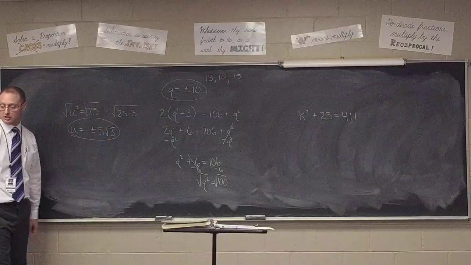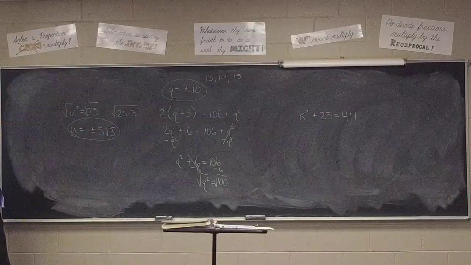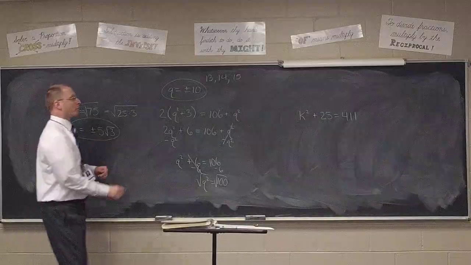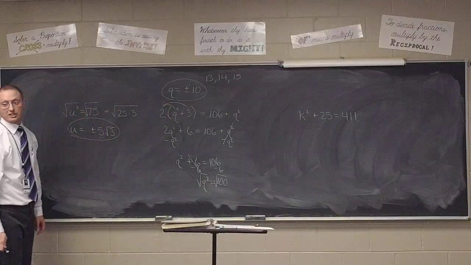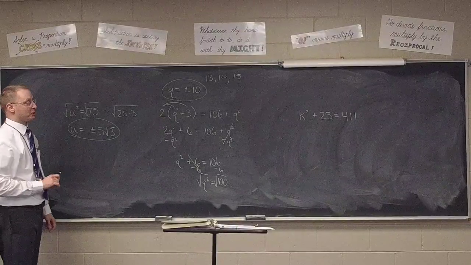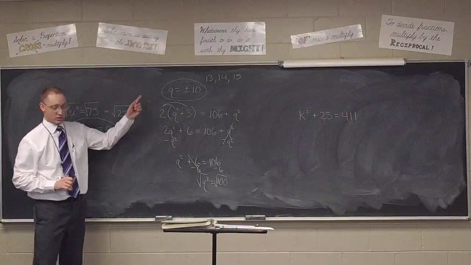Questions on this one? Yes, sir. Where did the 6 come from? Well, remember when you distribute, you should get a 2q squared plus 6. So maybe that initial distribution step messed us up there. Questions on that?